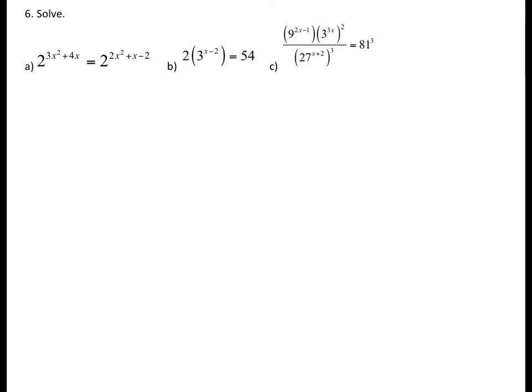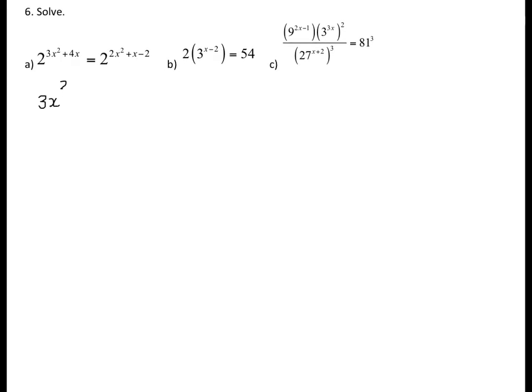Question number 6. You're supposed to solve these exponential equations. The first one, a, as you can see, the bases are the same, so the exponents have to be equal. So I can say that 3x to the power 2 plus 4x has to be equal to 2 to the power 2 plus x minus 2. I'm going to move everything to the left and change the sign. So I get 3x squared minus 2x squared is x squared. 4x minus x is 3x. Minus 2 to the left becomes plus 2 is equal to 0.